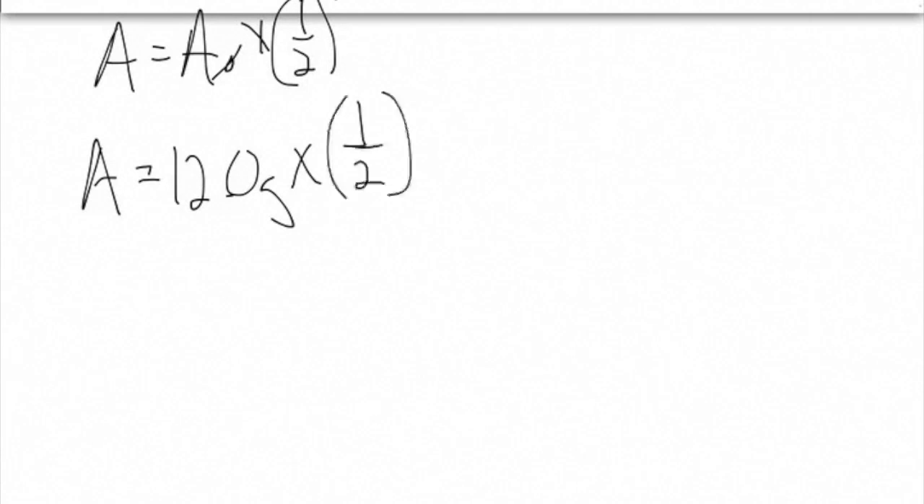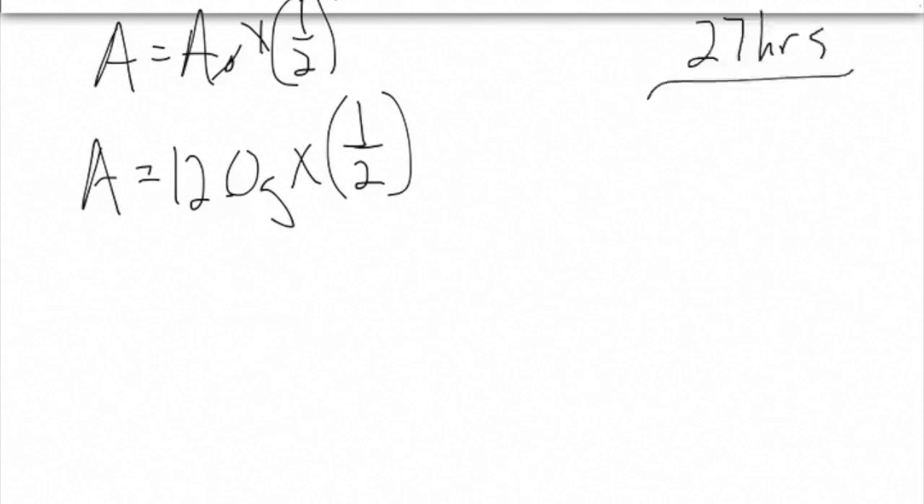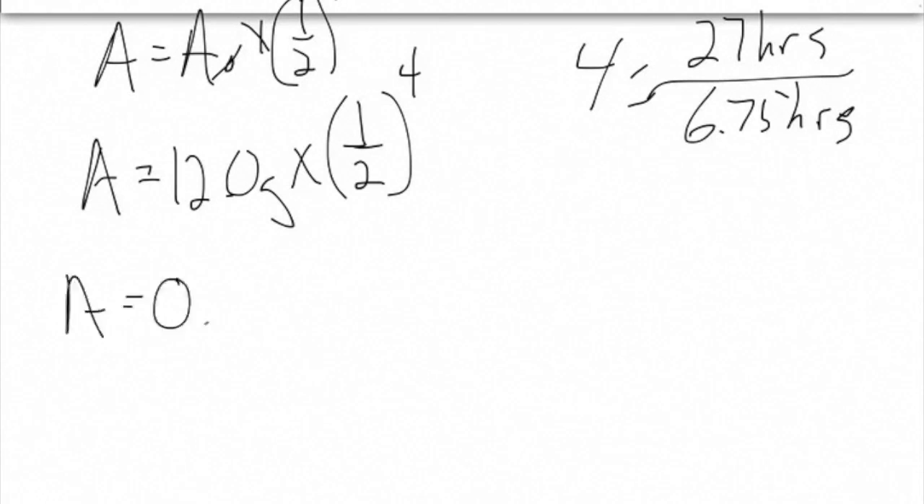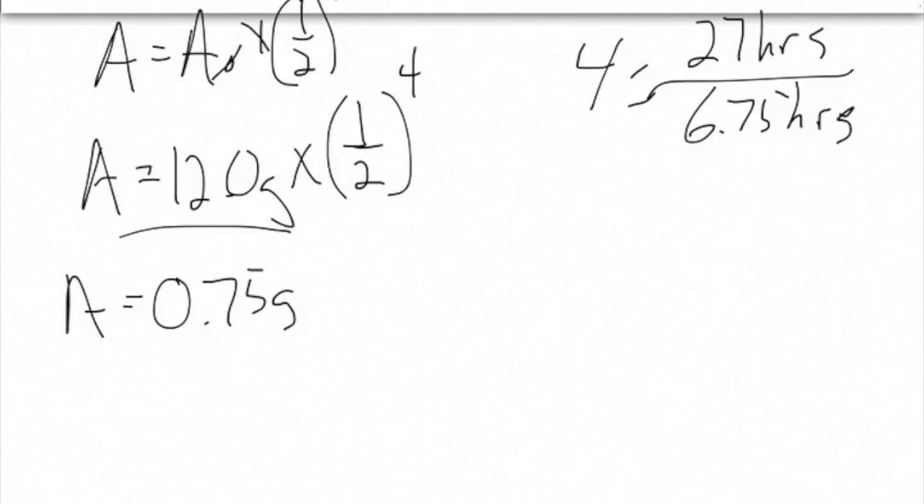But how many half-lives have gone by? Well, 27 hours have passed. Each half-life is 6.75 hours. So that means that 4 half-lives have passed if you divide 27 by 6.75. So 12 times 1/2 to the 4th power gives you 0.75 grams.